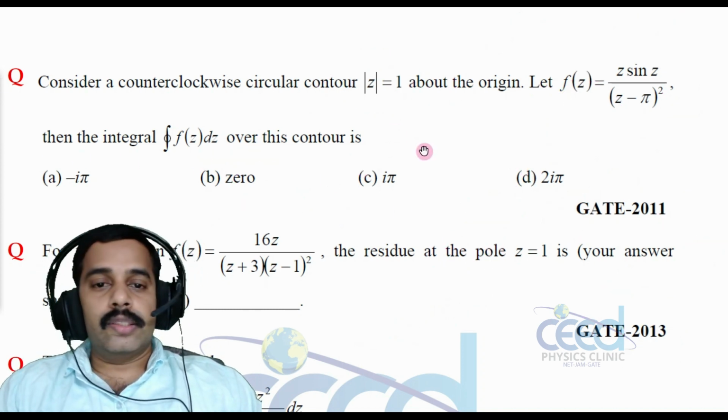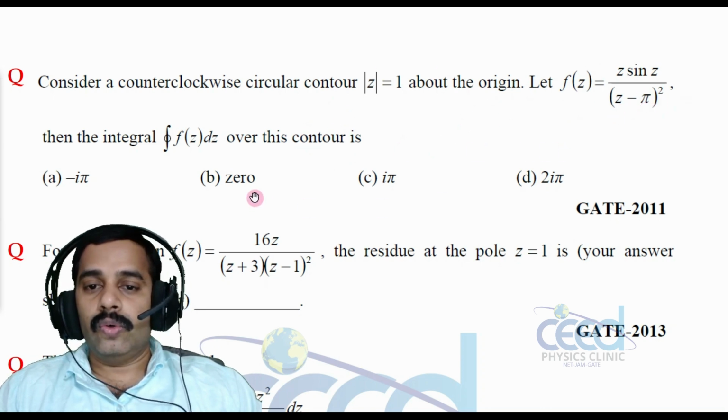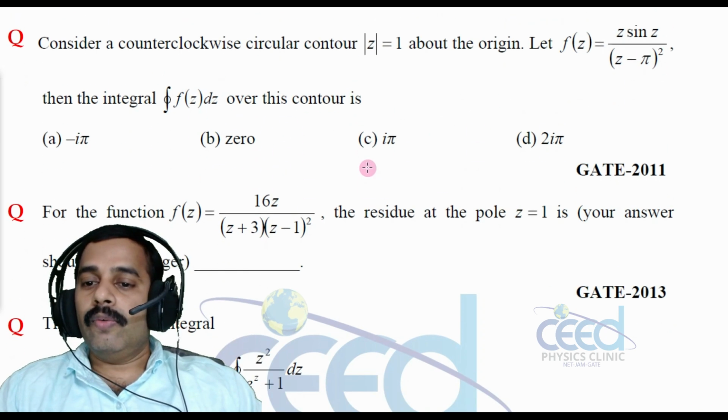So here this point, the pole, is outside this contour, so the answer is 0. Now we have another question here.